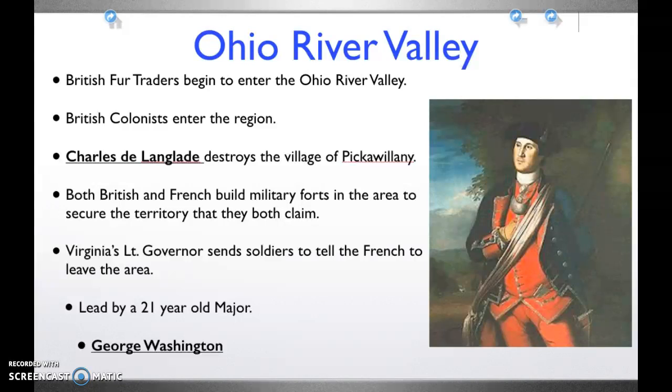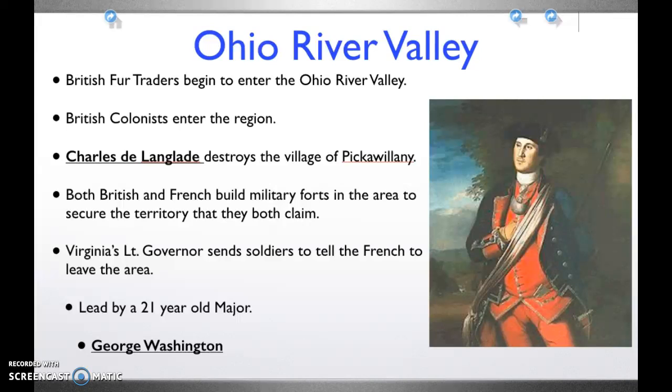British fur traders had entered the Ohio River Valley just to trap and trade. British colonists followed suit, and with colonists comes towns, buildings, they start claiming land. Well, French take exception to this because, well, that's their territory, they think. So a man named Charles de Langlade destroys the village of Piquilani, which really escalates tensions. Both French and British start to build military forts in the area.